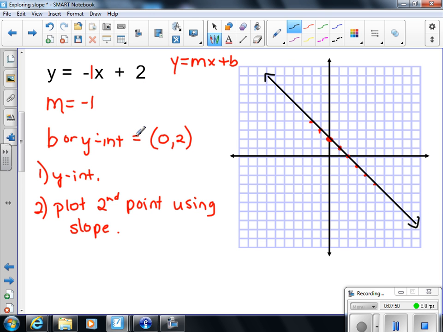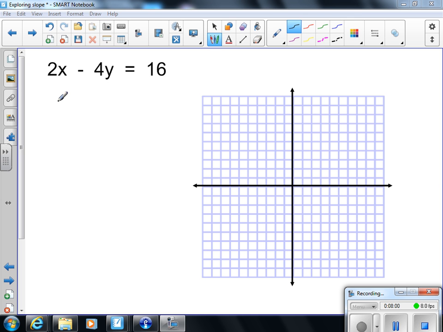And that's a lot easier than making a t-chart. So that's just another way of doing it. But it has to be in this form in order for you to do it. And that's called slope-intercept form, like we have in our notes. Okay, if we want to graph this one, it's not in nice form, is it? No. So we need to rewrite it so that it is in slope-intercept form. Okay, made a little switch here.